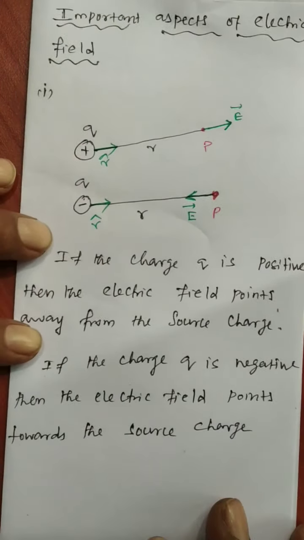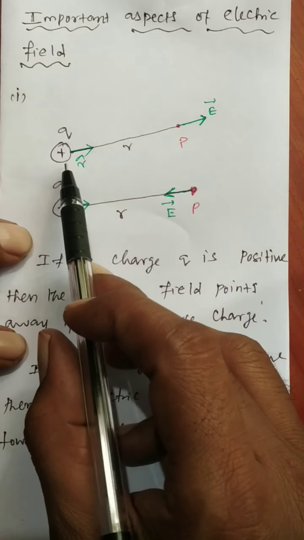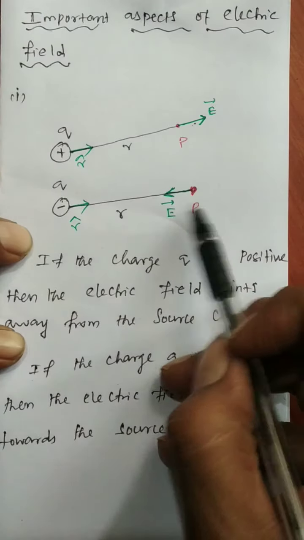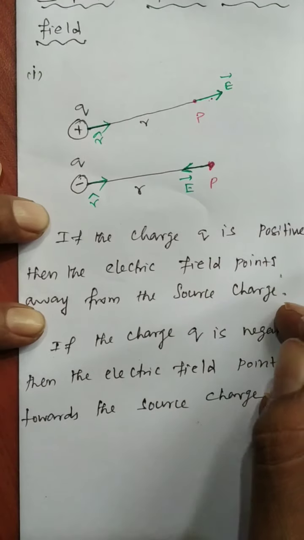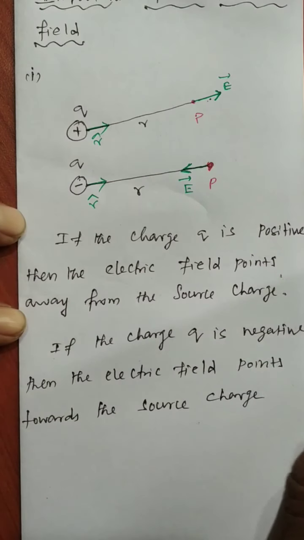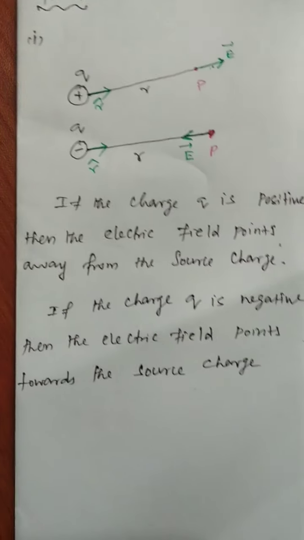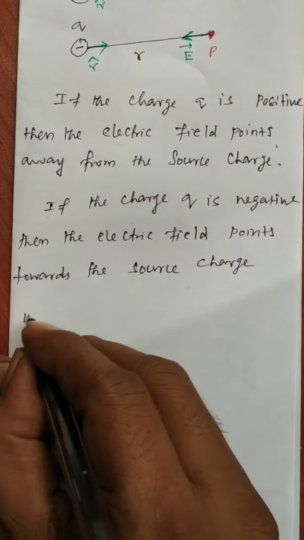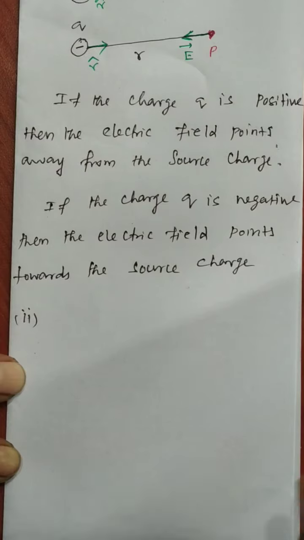So here we have explained, whenever there is a positive charge, there is an electric field which is acting away from the point charge. Whenever there is a negative charge, it will always act towards the point charge which we have taken. So we go for the second aspect of the electric field.